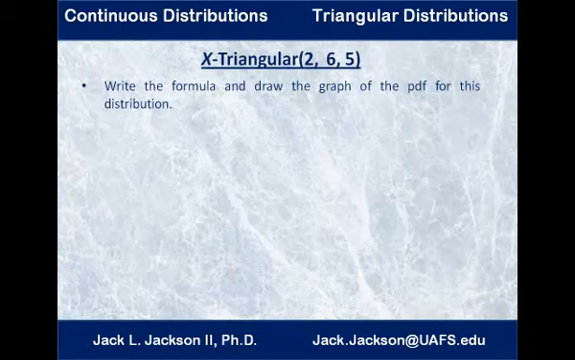So now we have a triangular distribution 2, 6, 5. That is, a is 2, b is 6, m is 5. Write down the formula and draw the graph of the PDF for this distribution.